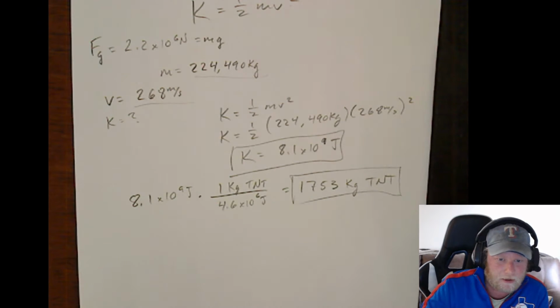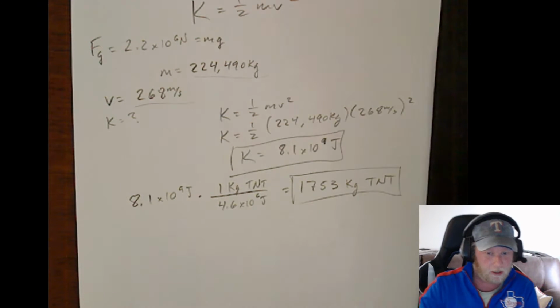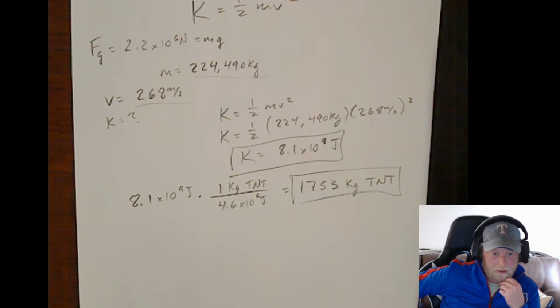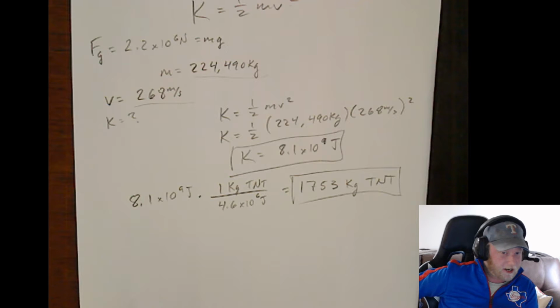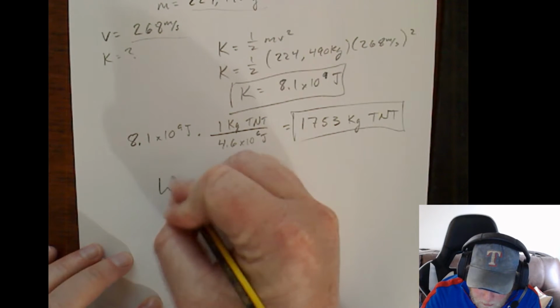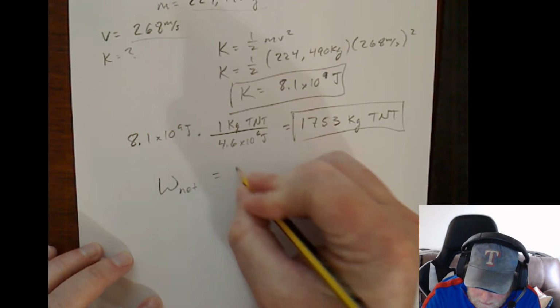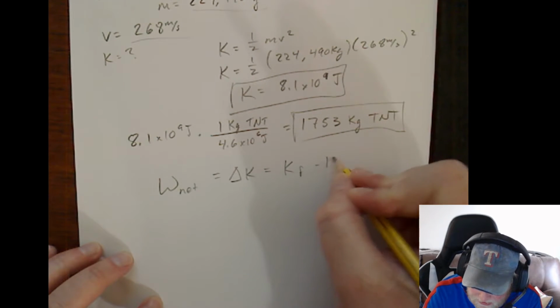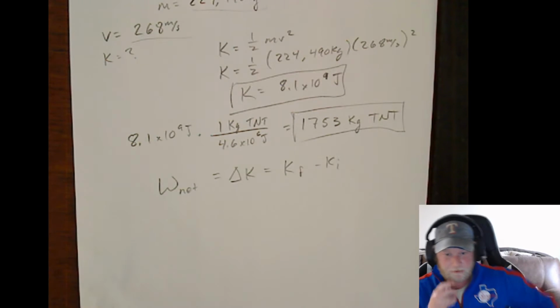Now, we talked a little bit about work being a change in energy. Well, that brings us to the work energy theorem, where your net work done on an object will change the object's kinetic energy, right? So, net work is equal to a change in kinetic energy, which is your energy final minus energy initial.